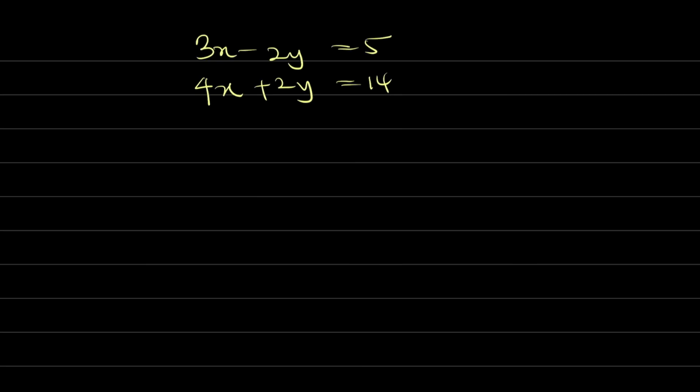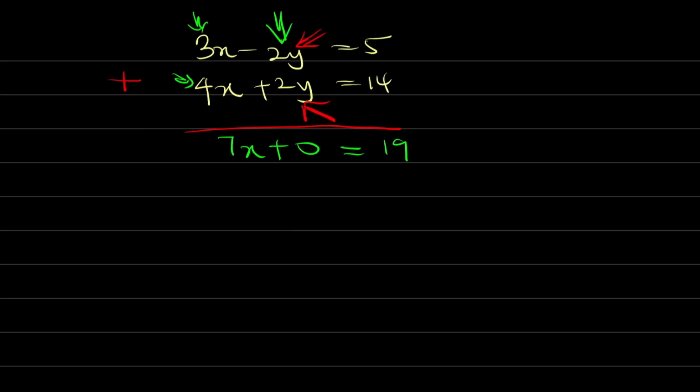To eliminate y, notice that we have negative 2y in the first equation and we have positive 2y in the second equation. Because they are both 2y but only the signs are different, we need to add these two equations together, unlike the first one where we subtracted. To add these two equations, we say 3x plus 4x, which is going to give us 7x, is now equal to 19. You can see I skipped the entire addition in the middle because that will simply give us 0. So we have 7x is equal to 19, which means that x is 19 over 7.